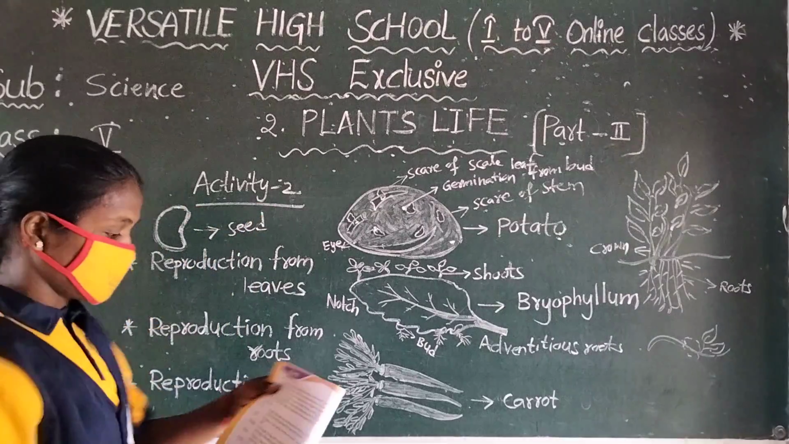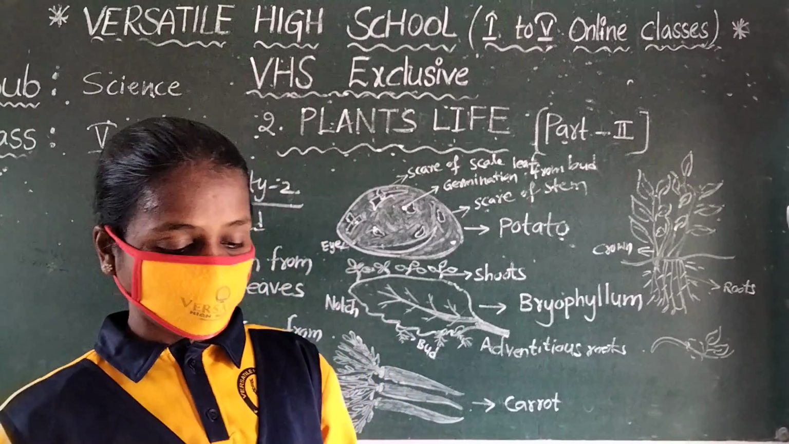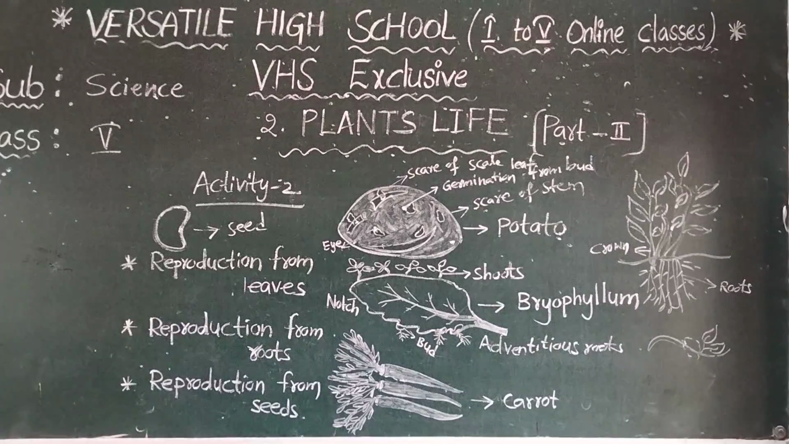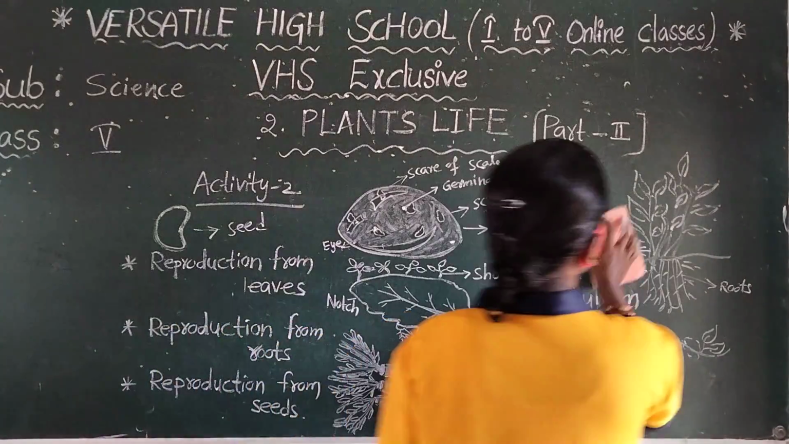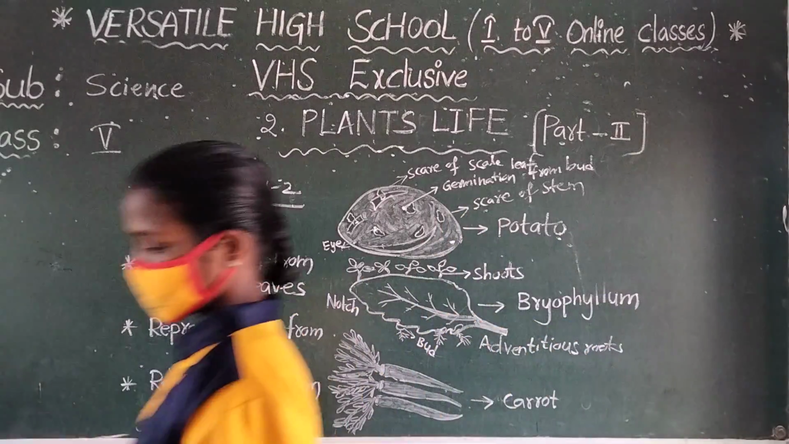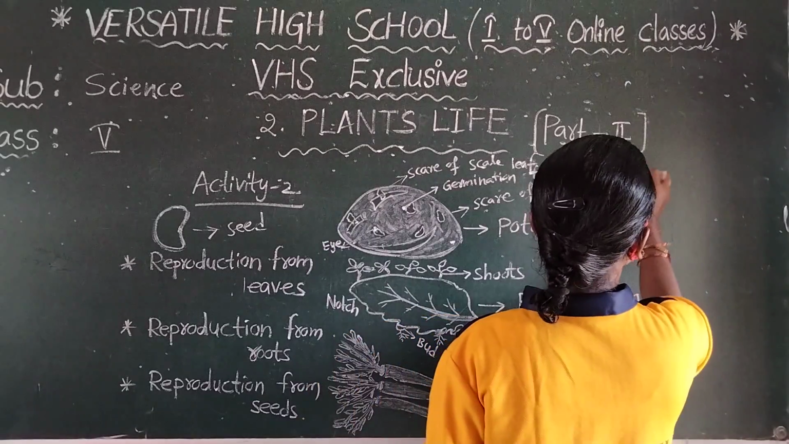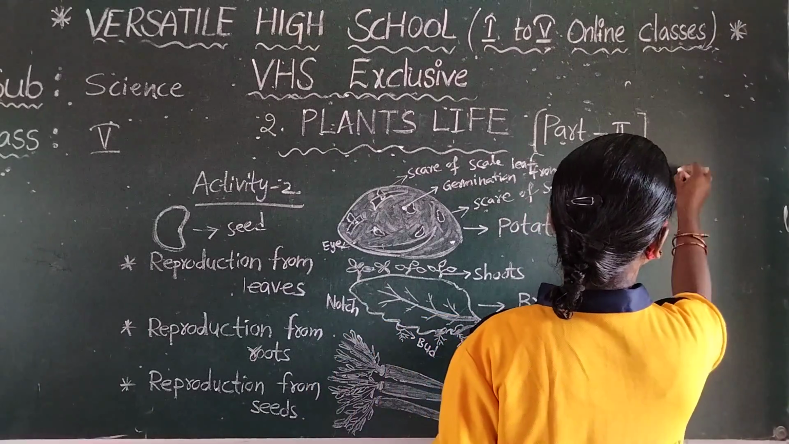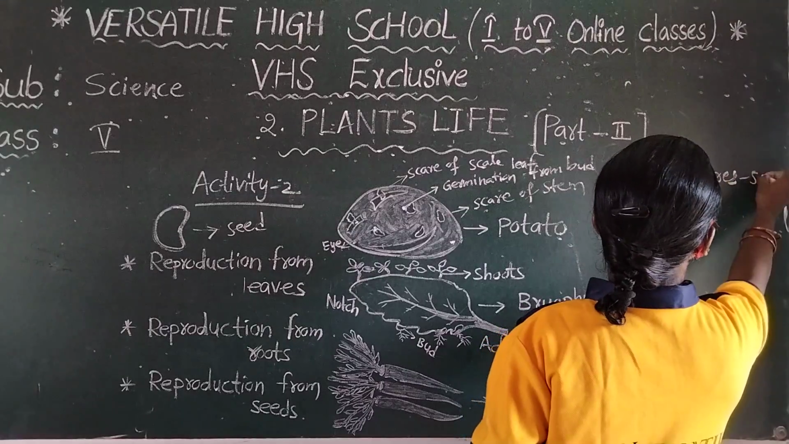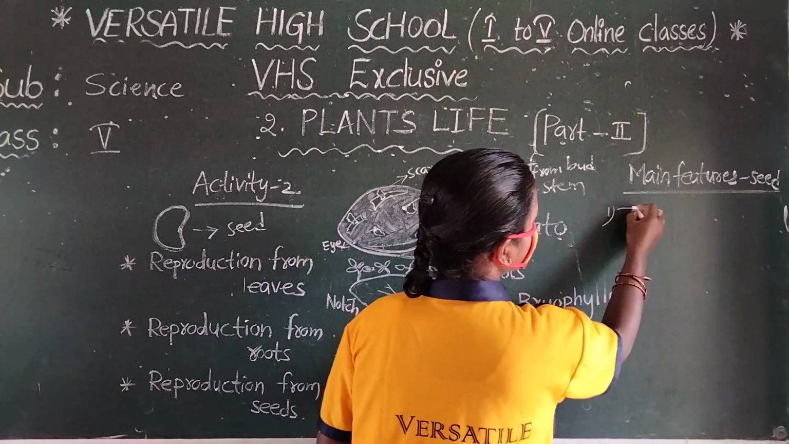So here observe that main features are also there. A seed has main features. The first one is testa. What, children? Here observe that we are going to study the seed. This is that seed. Main features of a seed. So what is the first one giving us? Testa.